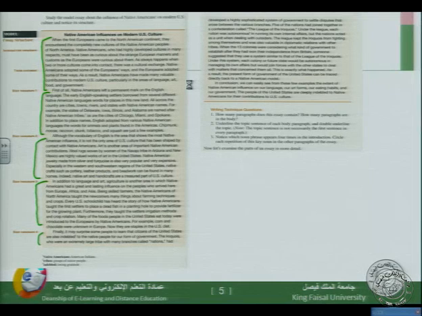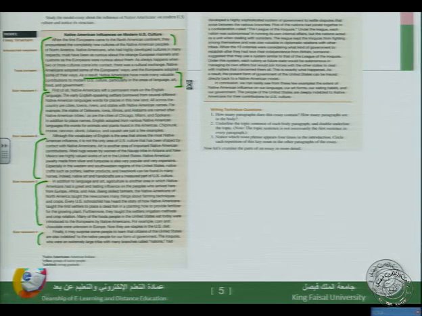So, as a result, Native Americans have made many valuable contributions to modern U.S. culture, particularly in the areas of language, art, food, and government. These are our thesis statement. And again, once you read the first line, you get a general idea.